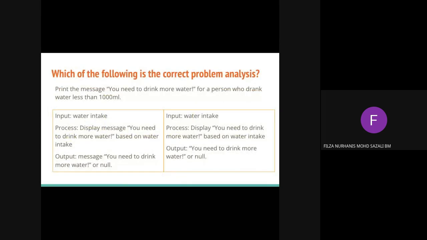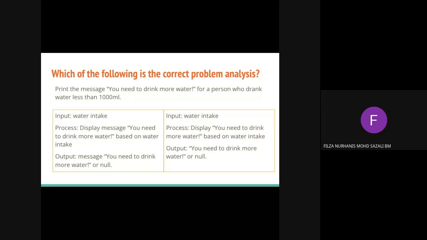Next, okay. Which of the following is the correct problem analysis? So the problem statement is print the message, you need to drink more water for a person who drank water less than 1000 ml, milliliter. Okay, so the kiri one, input dia water intake, process, dia adalah display message, you need to drink more water based on water intake, output dia adalah message, you need to drink more water or not. Okay, the right one, process, display, you need to drink more water based on water intake, output, you need to drink more water or none. Okay, so which one is the correct problem analysis?